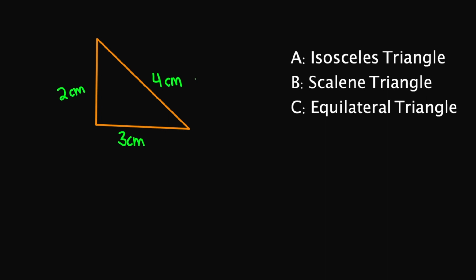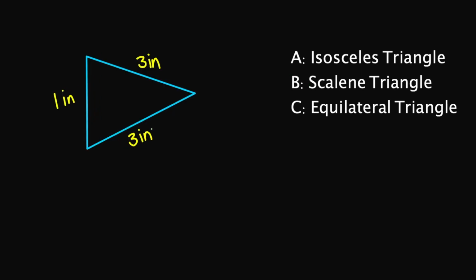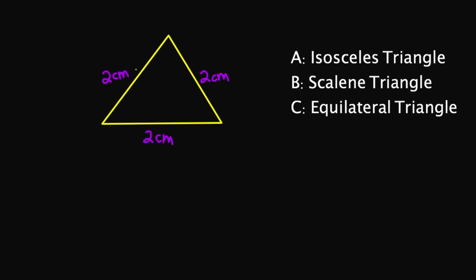Let's look at this example here. Notice here that none of my sides are equal. Since none of my sides are equal, then my answer is going to be B, a scalene triangle. Let's look at this example here. Notice that two of my sides are equal. So since two of my sides are equal, this is an example of an isosceles triangle. So your answer here is going to be A. In this example, notice that all my sides are equal. And since all my sides are equal, then my answer here is going to be C, an equilateral triangle.